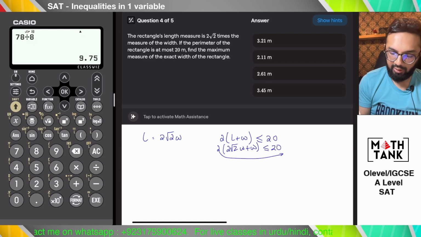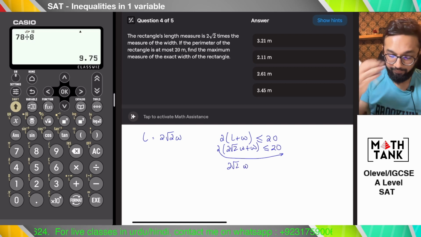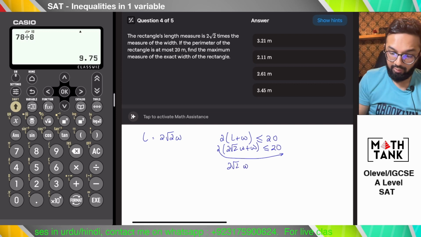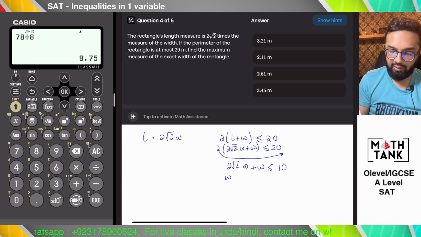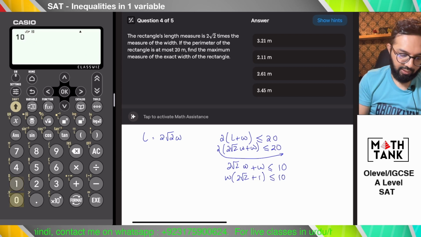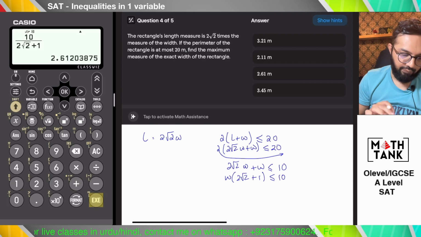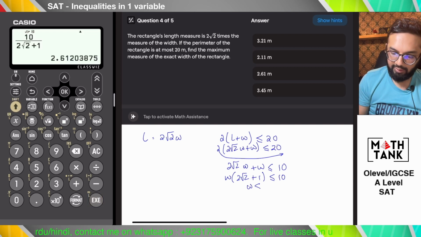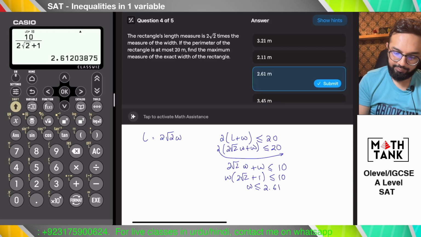is less than or equal to 20. This 2 gets divided, so I get 2 root 2 W plus W is less than or equal to 10. I take W common: (2 root 2 plus 1) W is less than or equal to 10. So 10 gets divided by 2 root 2 plus 1. I want an answer in decimals, so shift and execute. So W is less than or equal to 2.61. Yep.